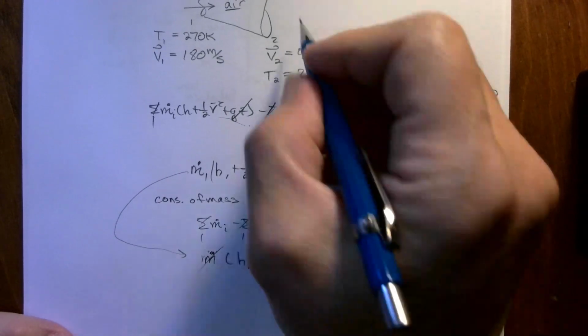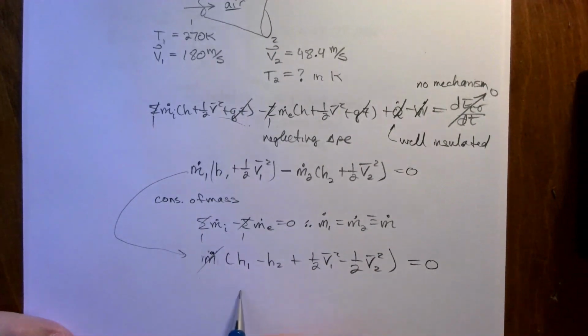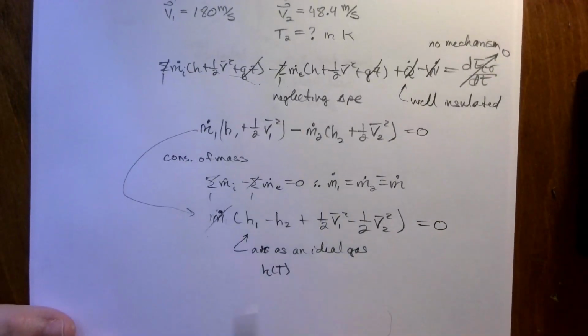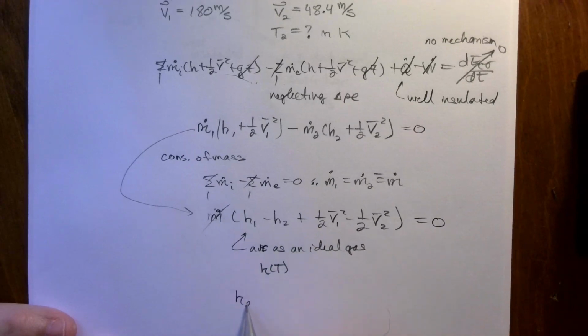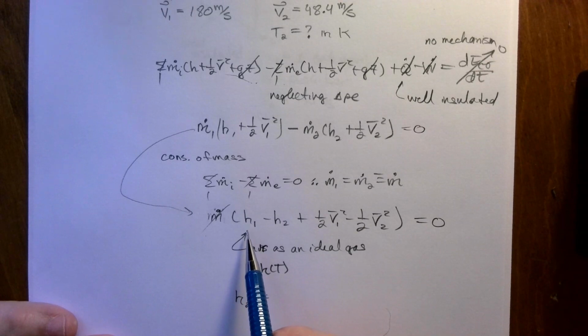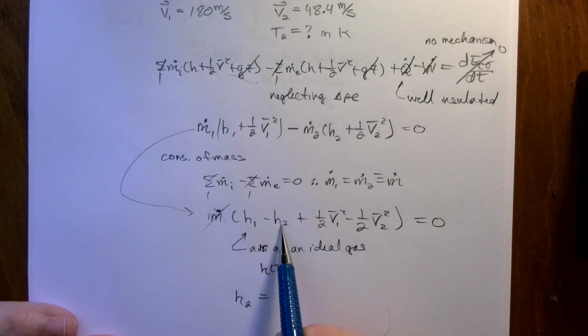For air, right, it's air as an ideal gas. H is only a function of temperature. Okay, so we can solve this equation for H2. The temperature at 1 is 270 K, so that gives us H1. We can solve this equation for H2, and then that will give us the temperature at state 2.